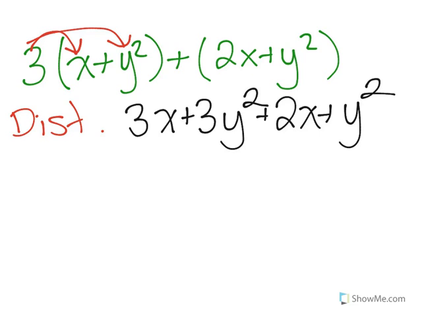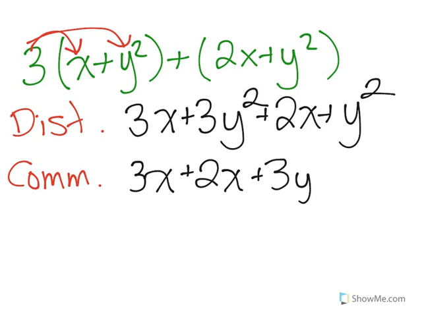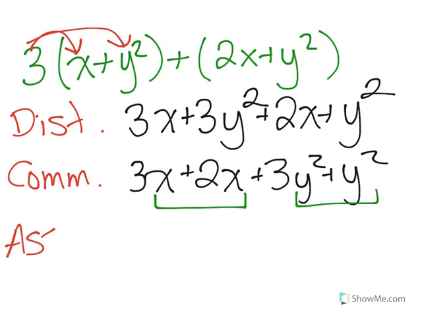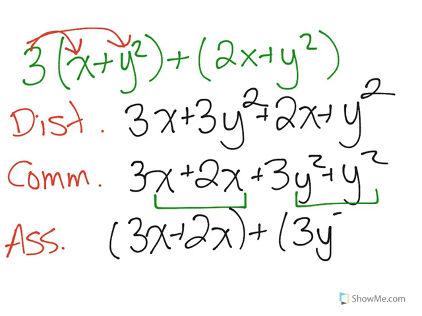Now, using the commutative property, we can rearrange the terms to 3x plus 2x plus 3y squared plus y squared. So as you can see here, we put together the like terms, and now we can just add. I guess this would be associative first. So associative. So we will associate the like terms like so.